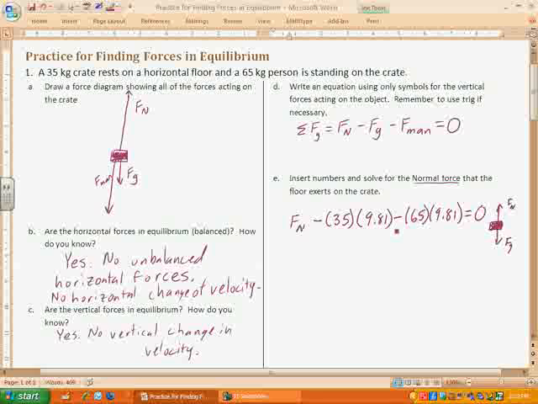Keep in mind that the force of gravity here, and when we drew it here, that's referring just to the force of gravity on the box. Okay, the force of gravity on the man is on a different object, so we wouldn't consider that as part of our force diagram. We don't consider that as part of our equation. We only need the forces that are acting on the box. So from this point it should be fairly easy. Multiply 35 times 9.81, multiply 65 times 9.81. Add both of those to the other side, and you should be able to get the answer.